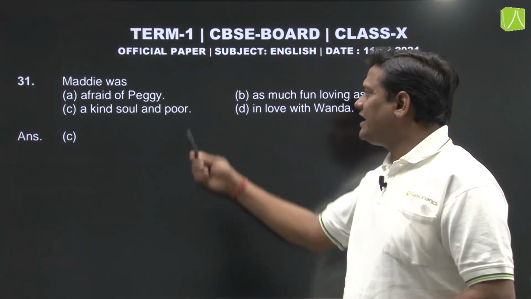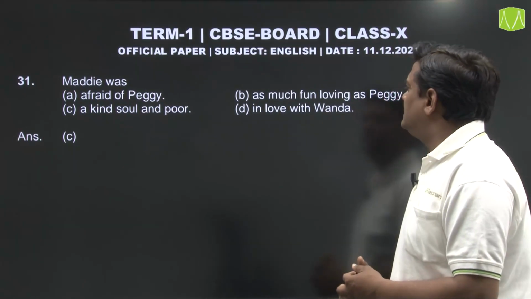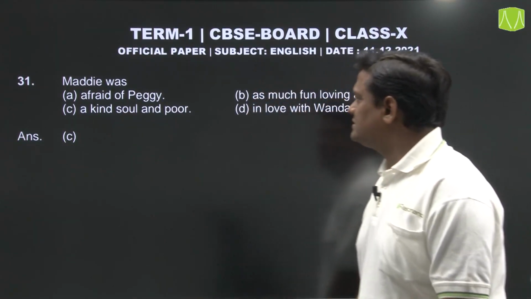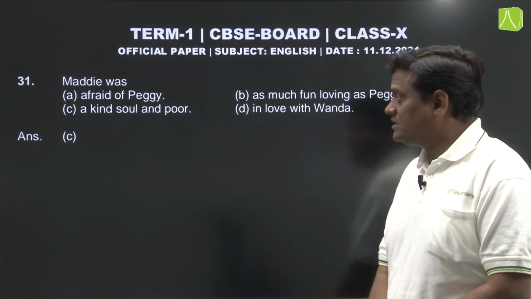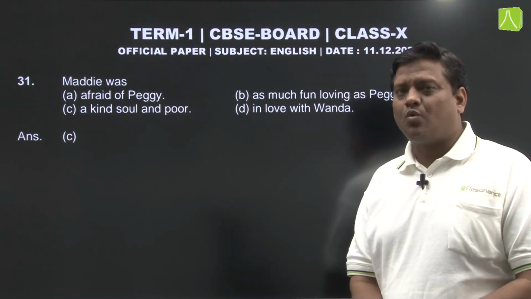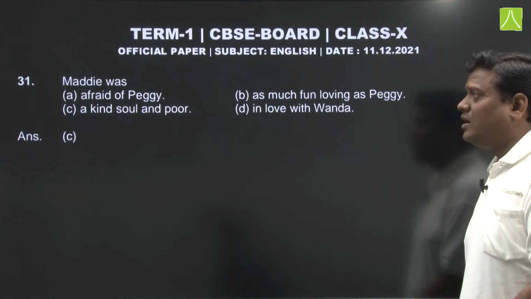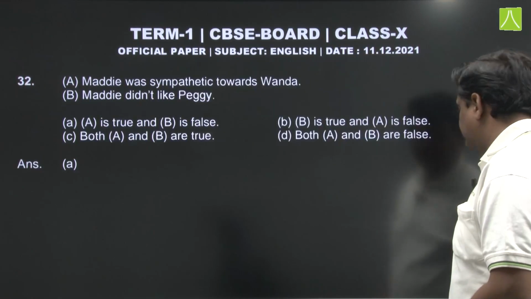Maddie was afraid of Peggy, fun loving, a kind soul and poor, sympathetic towards Wanda. So option C is correct. She was a kind soul, she was sympathetic towards Wanda, and she was poor also. She was taking clothes from Peggy. So option C is correct.